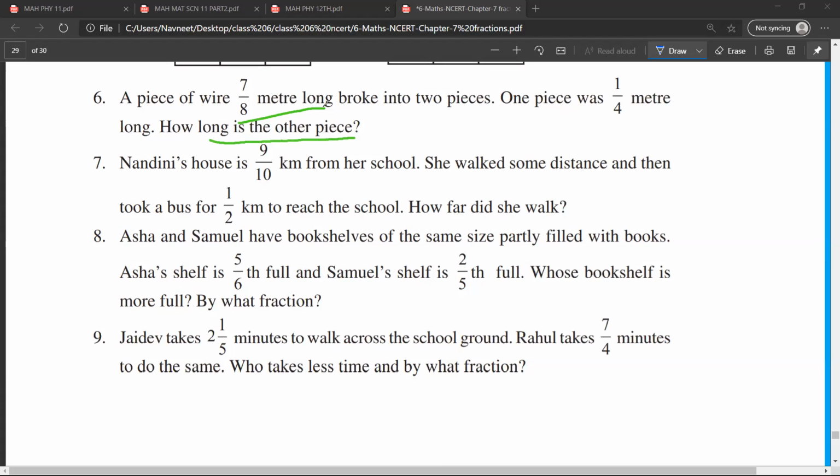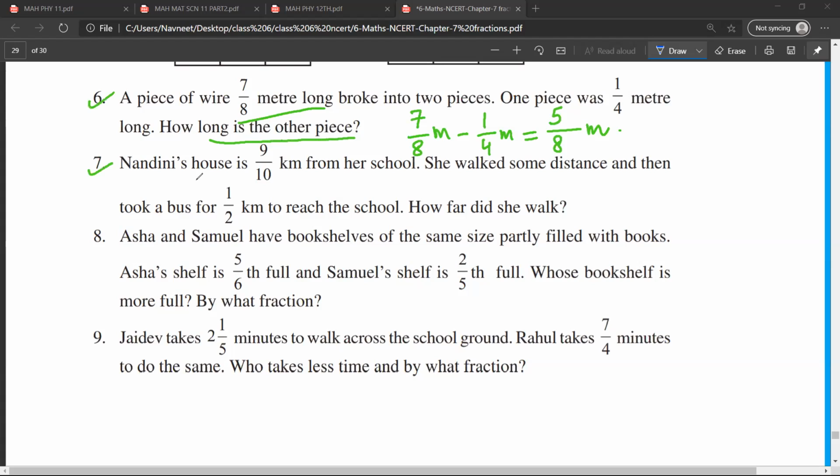What do I need to do? Find the LCM and then we have to subtract. Yes, sir. Very nice. 7 by 8 meter minus 1 by 4 meter. When you solve this, you will get the answer as 5 by 8 meters. Have you understood? Yes, sir.